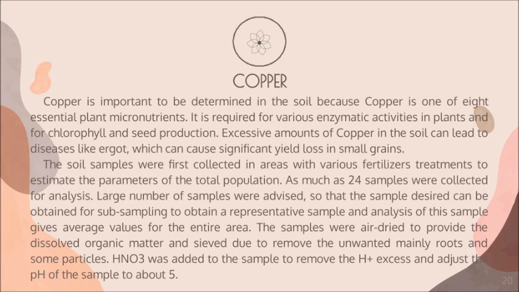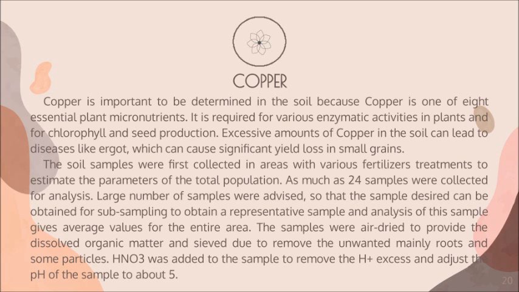small grains. The soil samples were first collected in areas with various fertilizer treatments to estimate the parameters of the total population. As many as 24 samples were collected for the analysis, and a large number of samples is advised so that the sample desired can be obtained for subsampling. To obtain a representative sample, analysis of the sample gives average values for the entire area.